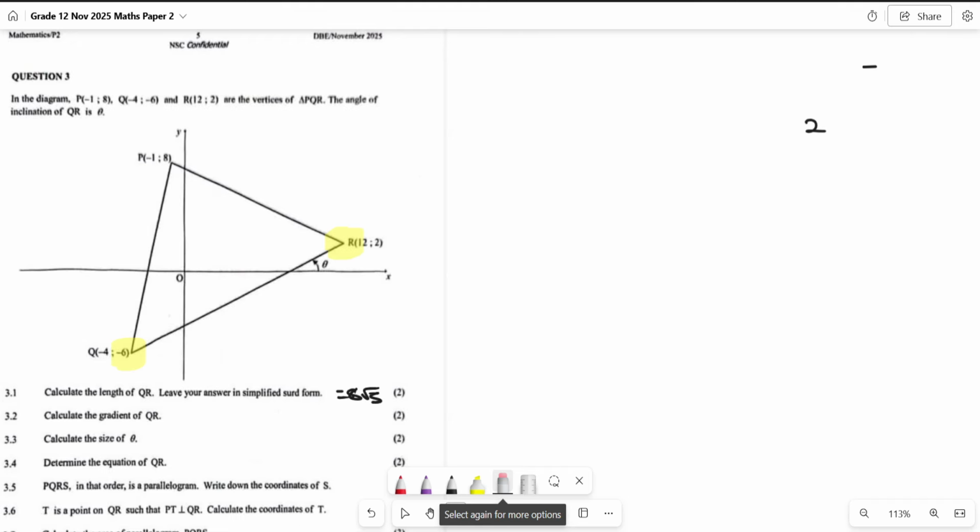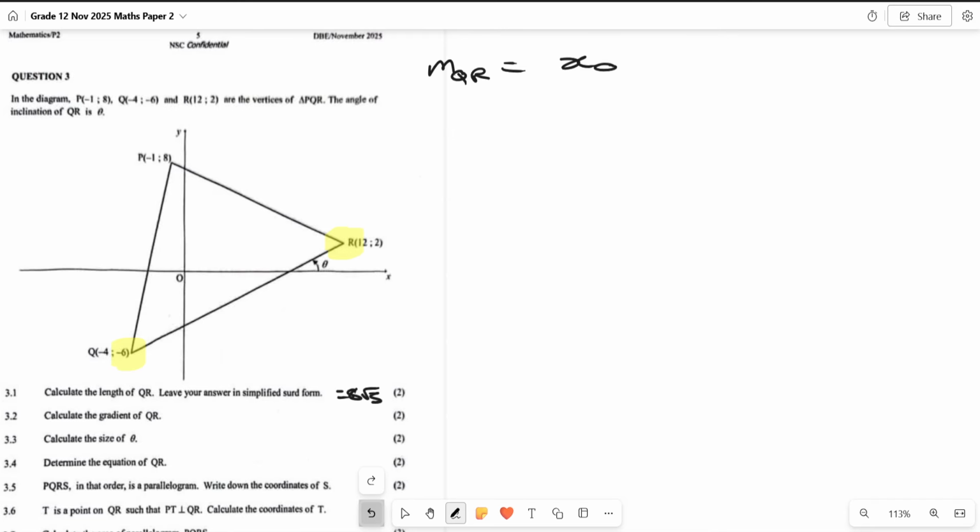They asked us to calculate the gradient of QR. Well, again, we know that M of QR is equal to, not X, the Y values. Y of Q minus Y of R, all over X of Q minus X of R.